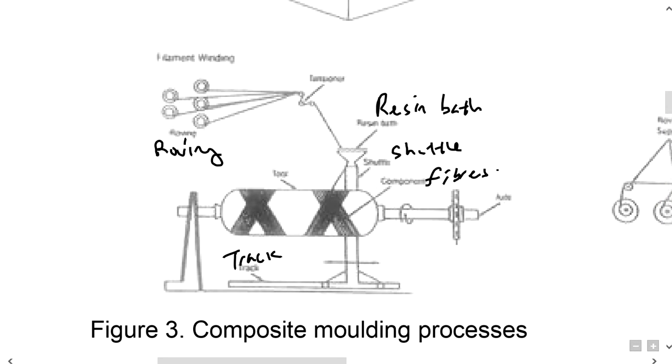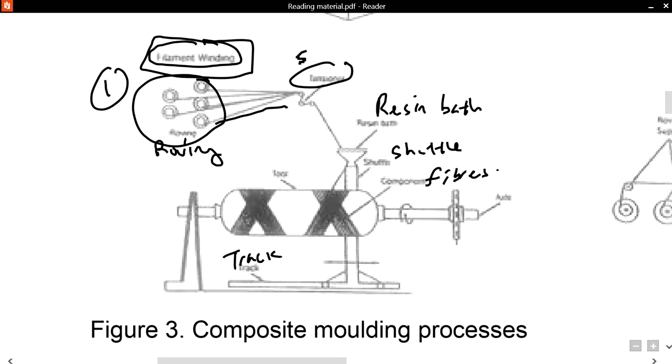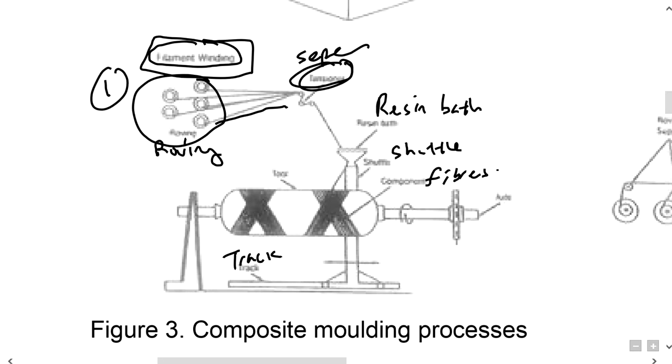If you come to this picture, it's the same thing. This process is called filament winding, and the first step is the rovings that feed the thread. You don't need to know this part. I think it's a separator comb. You separate all the rovings and feed them into the resin bath to take up the resin.